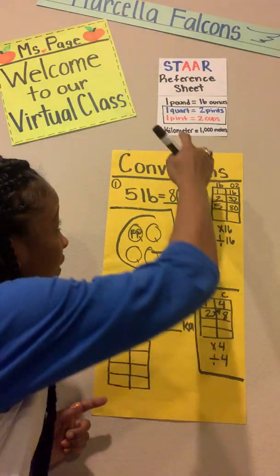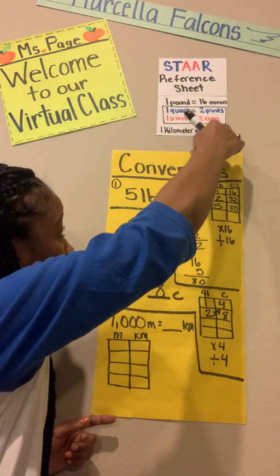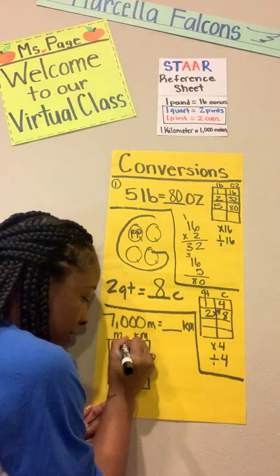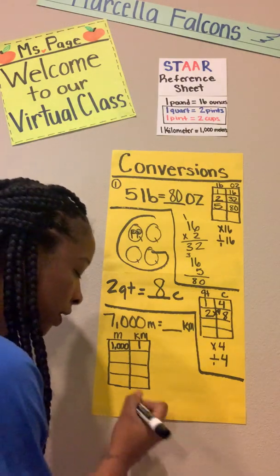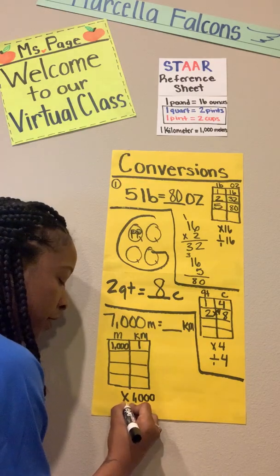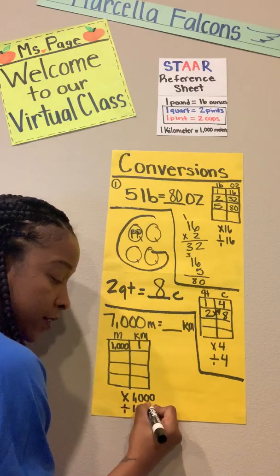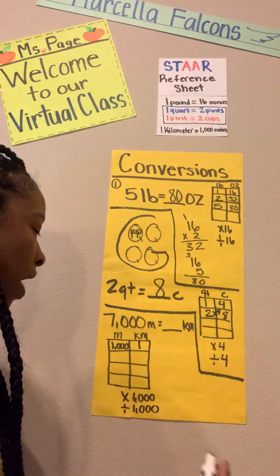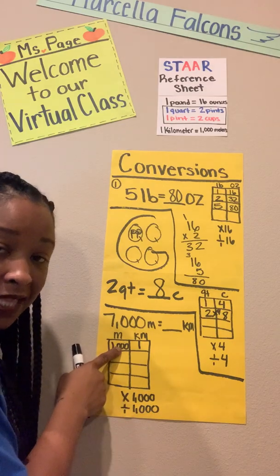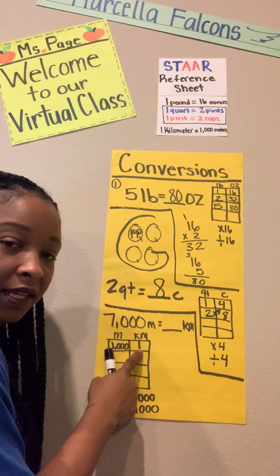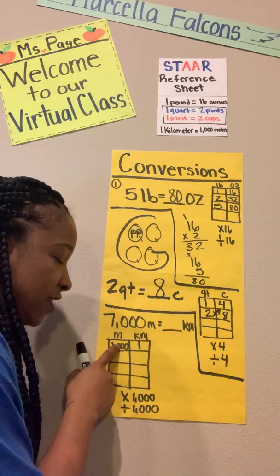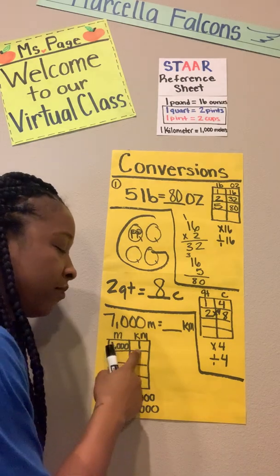And we found out that 1 kilometer equals 1,000 meters. So on this side, I need my 1, and on this side, I need the 1,000. So the rule is either times 1,000 or divided by 1,000. Okay? So I know if I go to 1,000 and I multiply it times 1,000, I'm not going to get 1. So we're obviously dividing. 1,000 divided by 1,000 will give me 1.